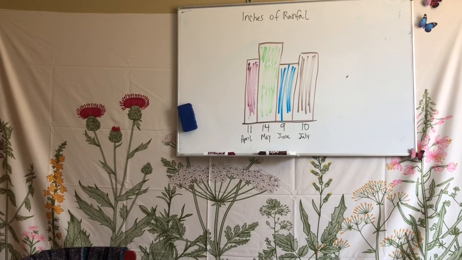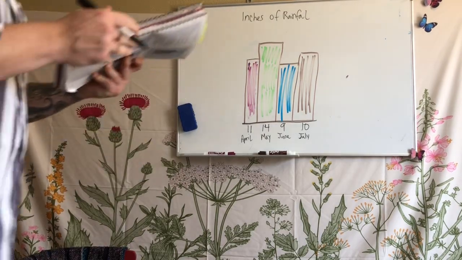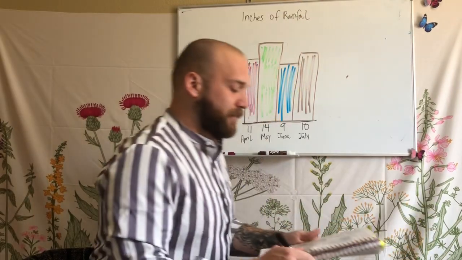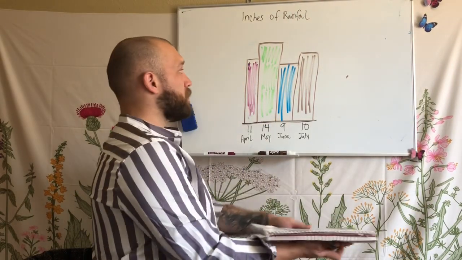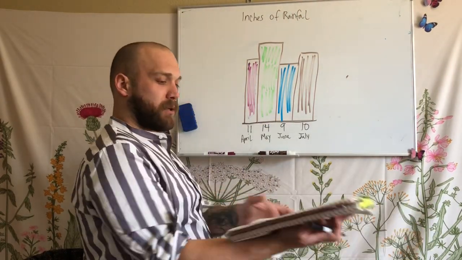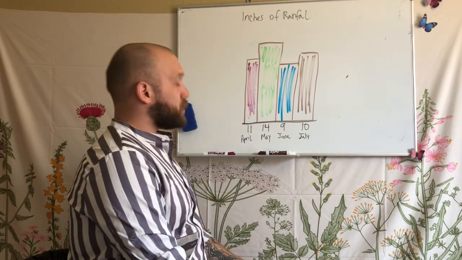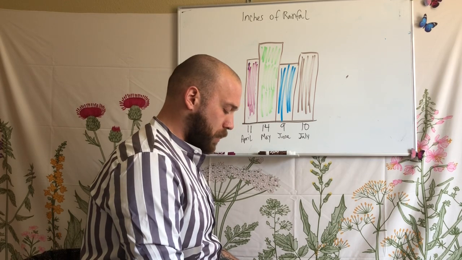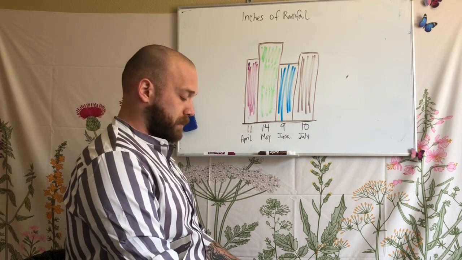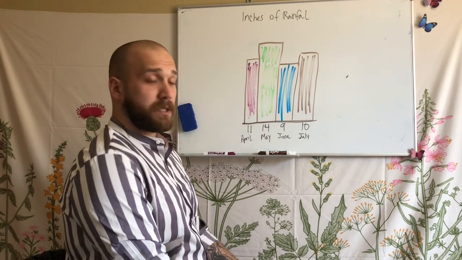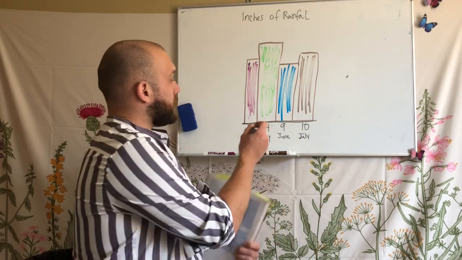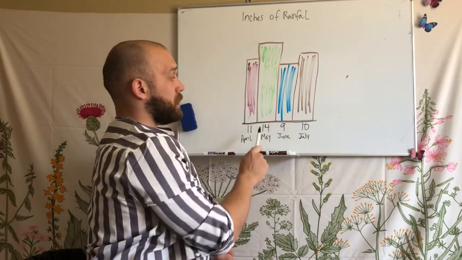Lesson 85, Part 2. So what we are doing now is we're going to check out averages using bar graphs. We've been doing averages, now we're going to implement graphs into the situation. So here we have inches of rainfall. The bars show how much rain fell in 4 months. In April, there were 11 inches of rain.